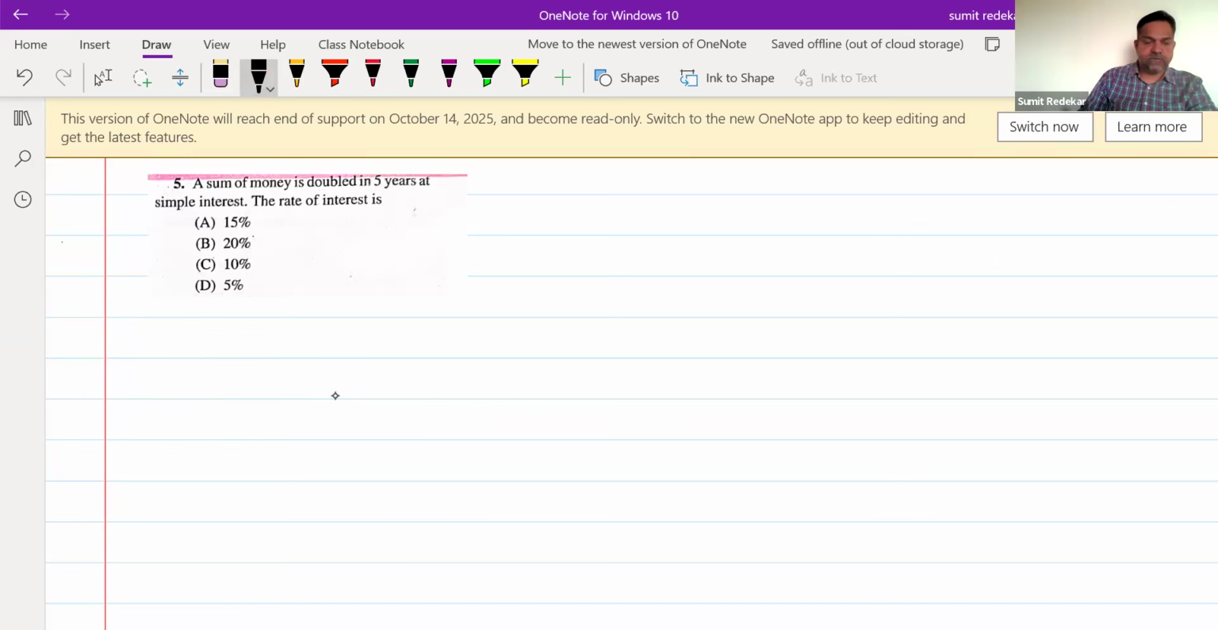Question number 5. A sum of money doubled in 5 years. The simple interest is, you can do this in 2 ways. एक principal था, वो double हो गया in a period of 5 years. Rate पता नहीं है. So just use the amount formula.